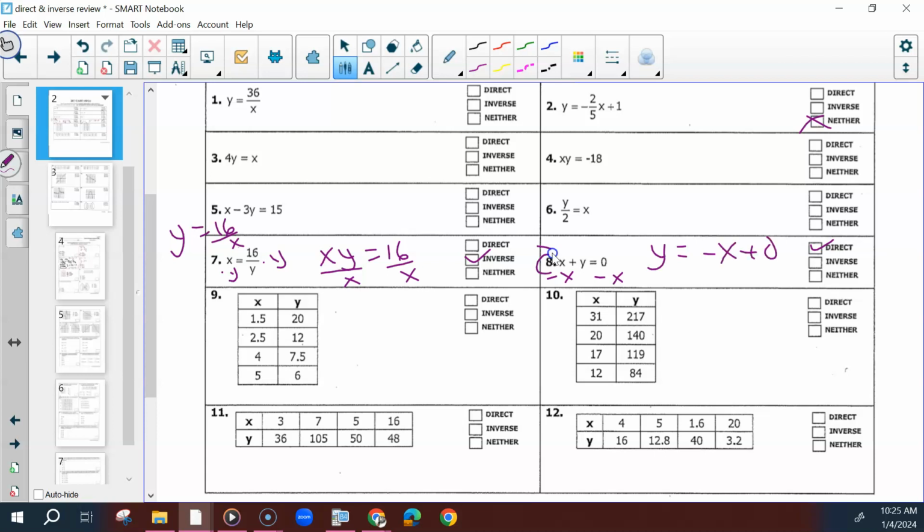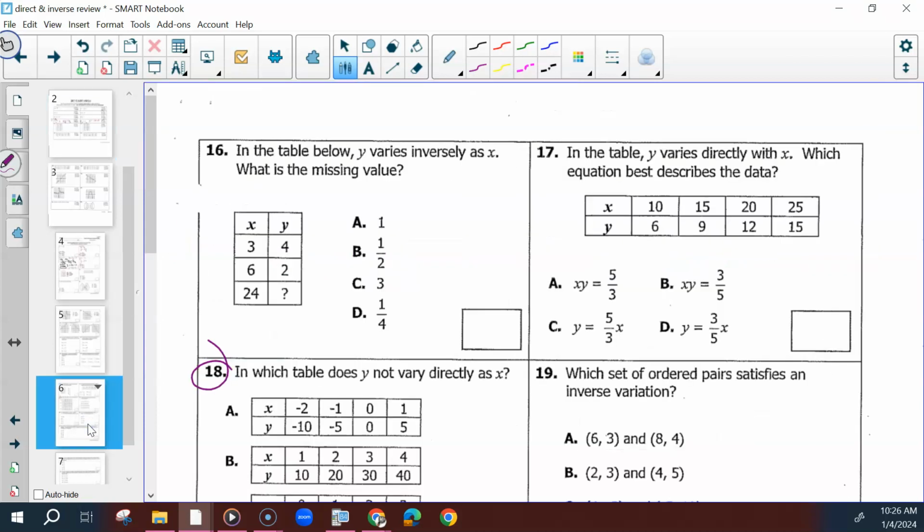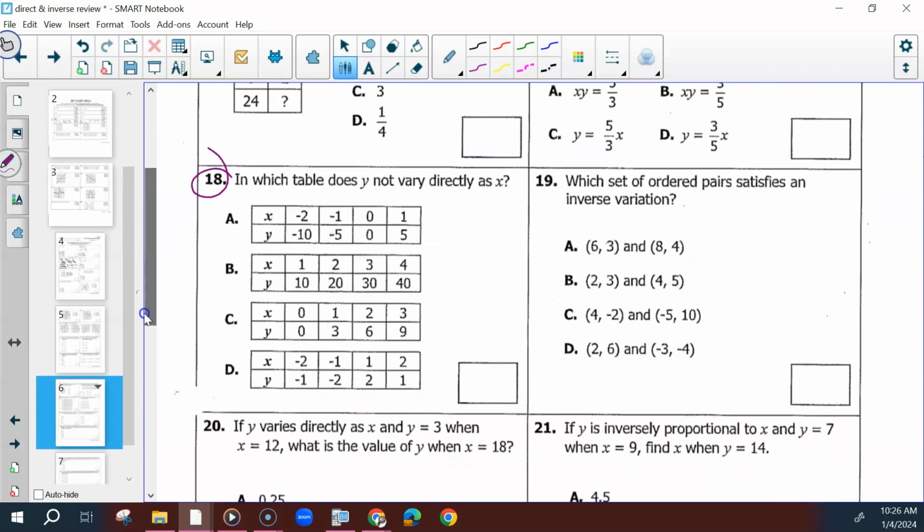18 on the front of the last page. In which table does y not vary directly as x? So you have choices. You can either start doing all of them and figure out which one is not the answer, or you can choose one to start with and see if that works. So let's choose one. Which one do we think is not the answer? D. Okay, so let's start with that one.